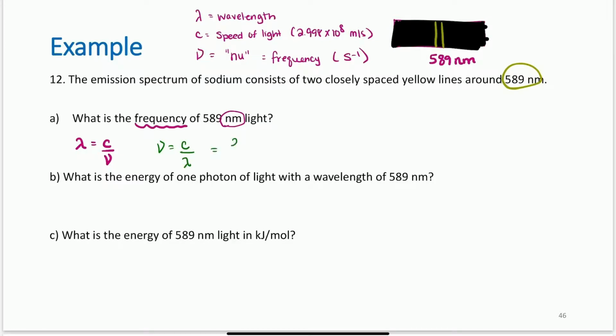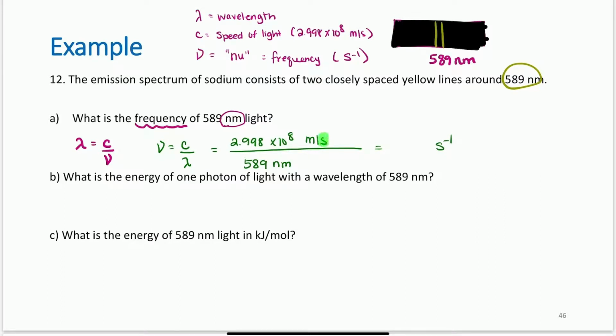I'm going to plug in my variables, what I know, 2.998 times 10 to the 8th meters per second, and I have 589 nanometers. Now I cannot do the calculations straight out like this because my units will not cancel. I'm trying to solve for frequency, which has units of seconds to the -1.